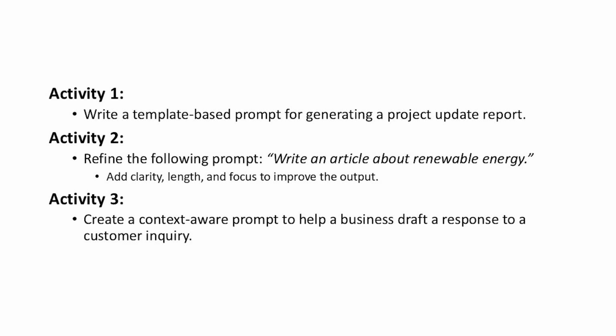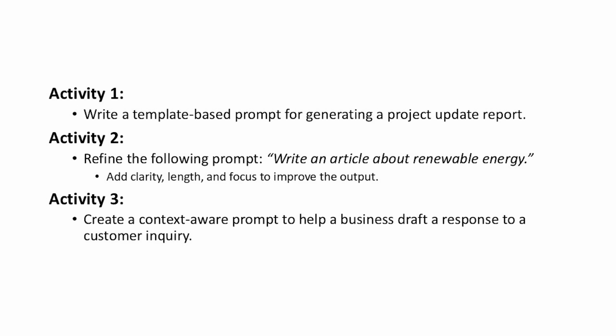The next activity is to refine a prompt. Your task is to refine the following prompt. Take an initial prompt as: write an article about renewable energy, and you can refine it like: write a 300-word article about renewable energy focusing on solar power and its benefits for rural areas. Include two examples of successful projects. Reflect on how adding clarity, length, and focus improves the AI's output.